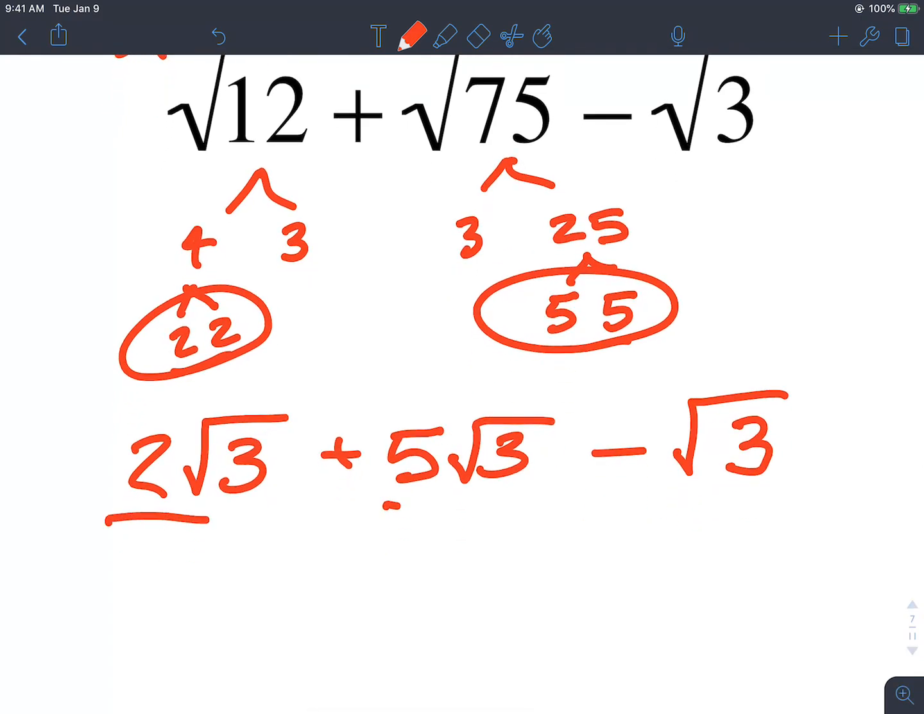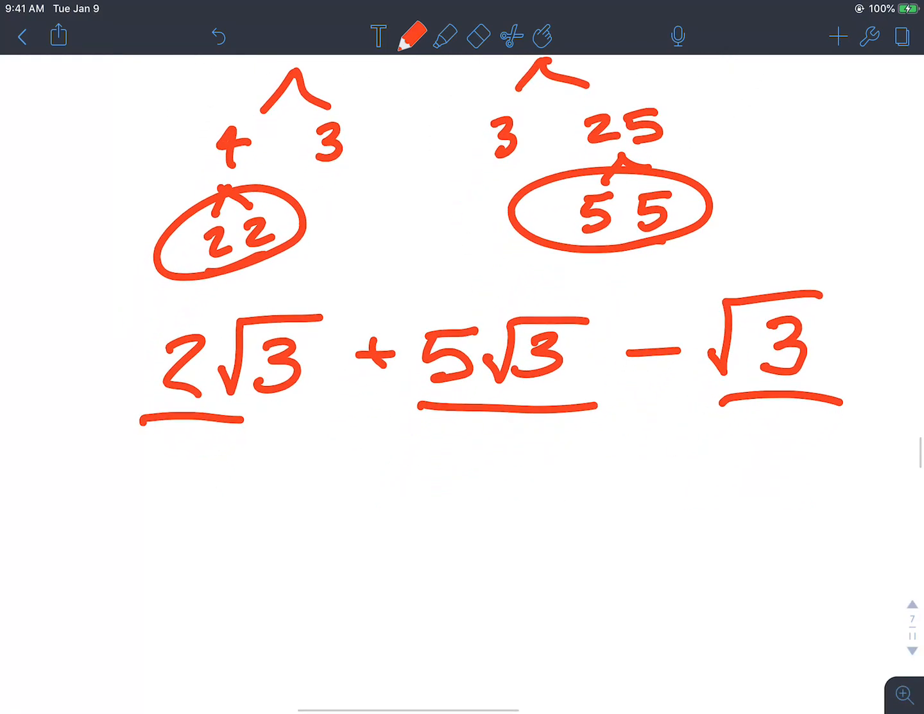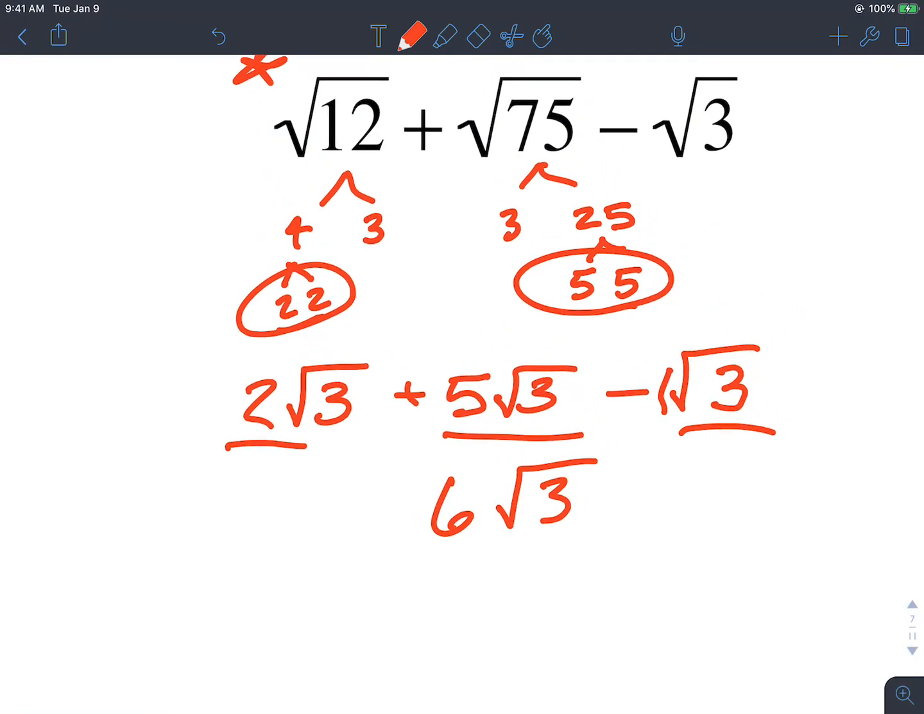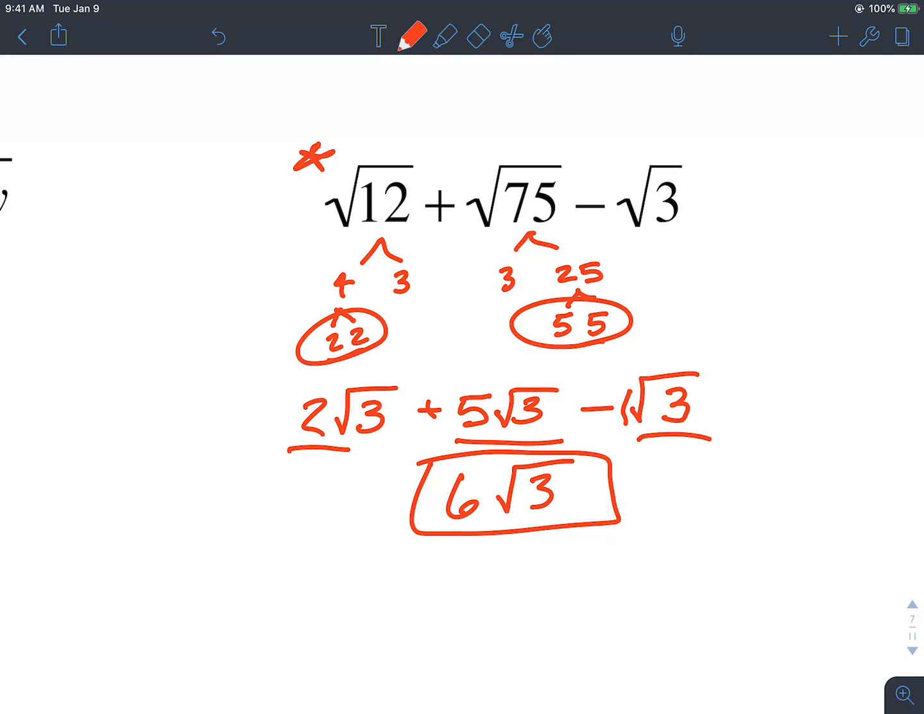And now these are like terms. So now we can go ahead and simplify these. 2 plus 5 and then minus 1 essentially. That's going to be 6. 6 square root of 3. And that is how you do that problem. So you must simplify down your radicals before they are combinable.